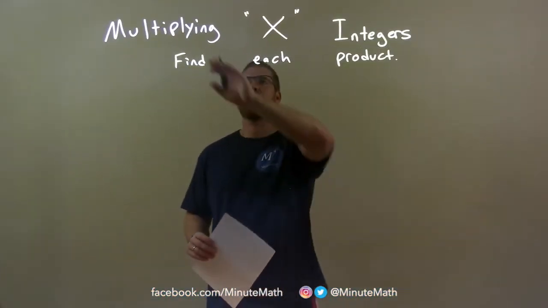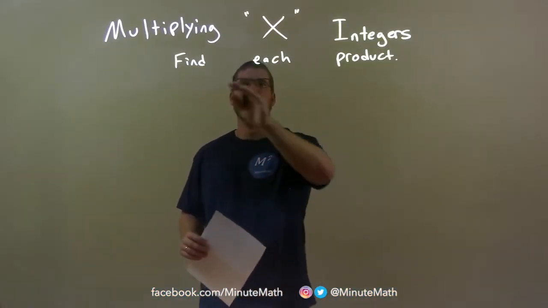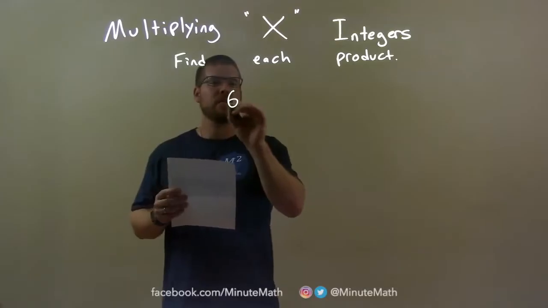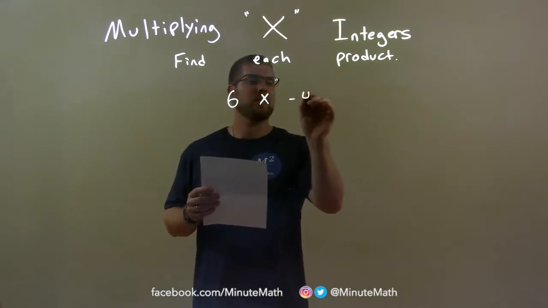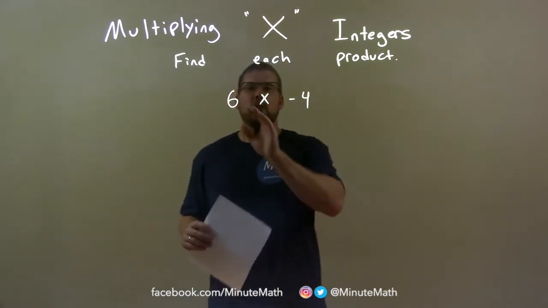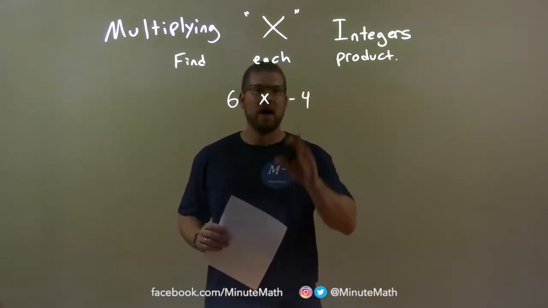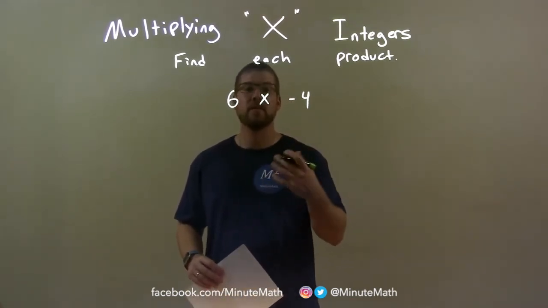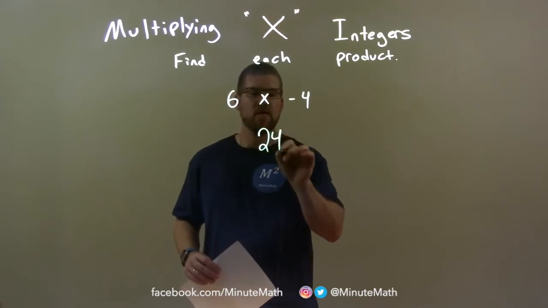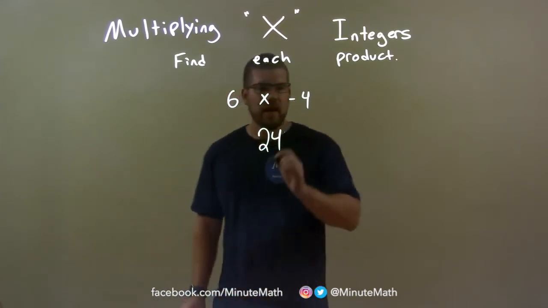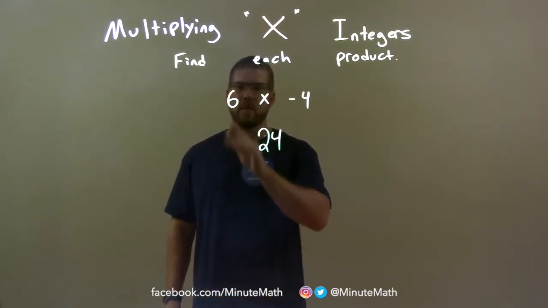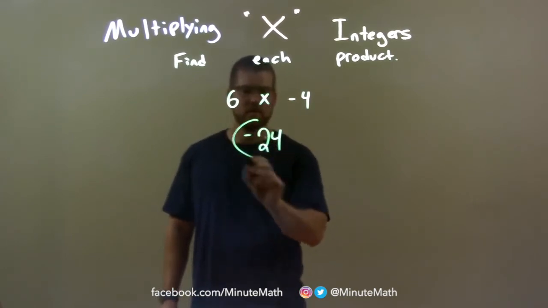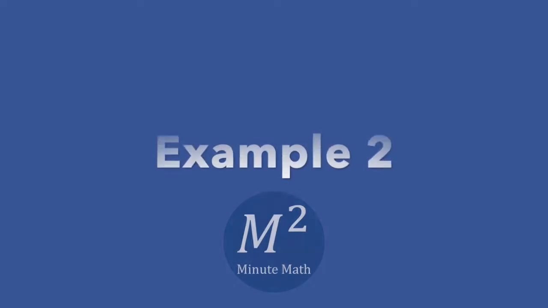And today we're learning about multiplying integers. We're going to find each product. 6 times negative 4. Well, when we have 6 times a negative 4, I ignore the negatives first. I think 6 times 4. Well, 6 times 4 is 24. Okay? So we have 24 right there. But then we have a negative. So we have a positive times a negative. It's a negative. So our final answer is just negative 24.